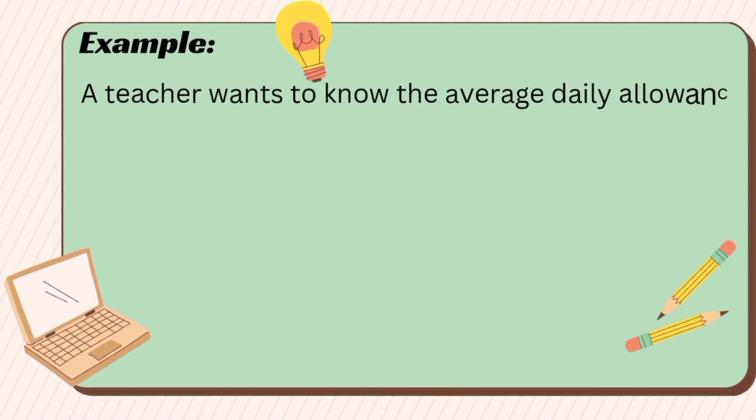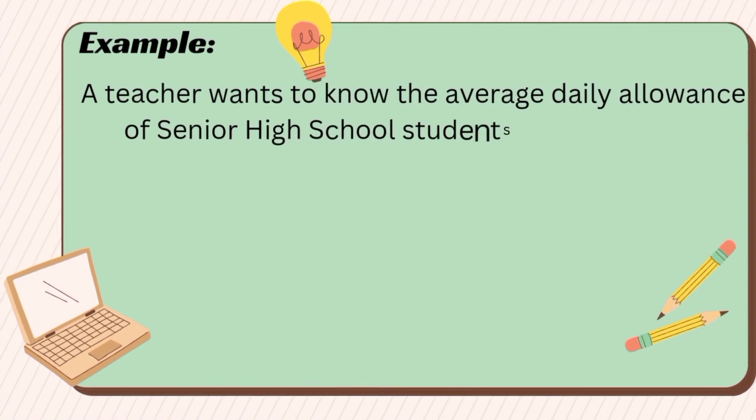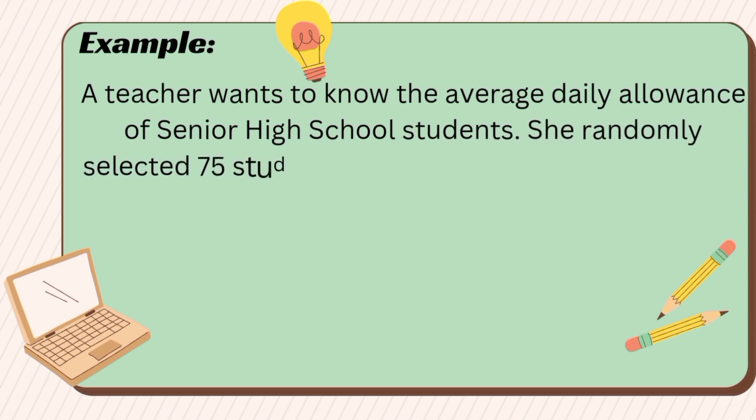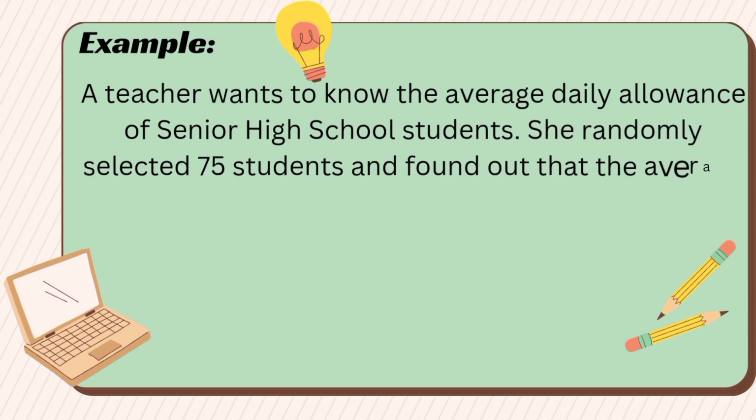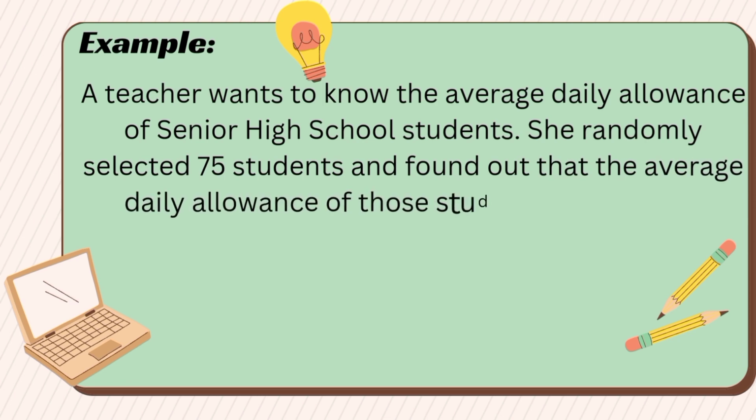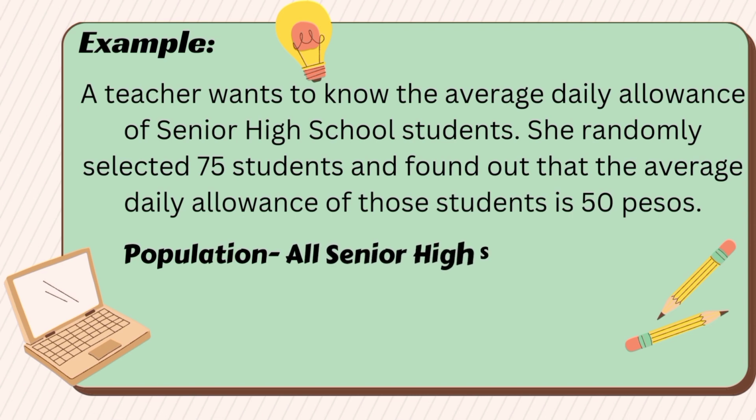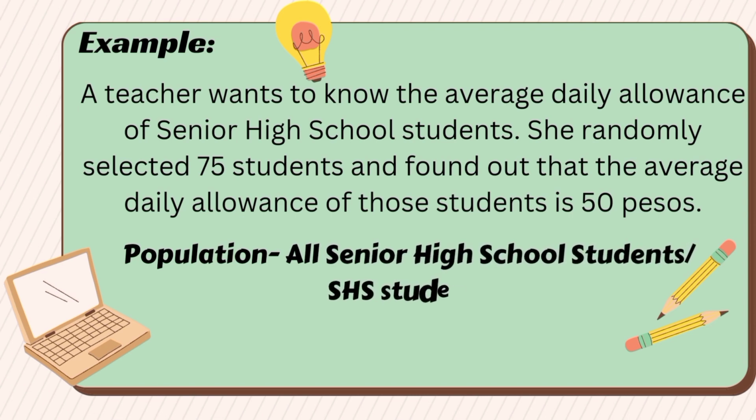The problem is a teacher wants to know the average daily allowance of senior high school students. So she randomly selected 75 students and found out that the average daily allowance of those students is 50 pesos. First, we identify the population. Since the study is conducted on senior high school students, our population is all senior high school students. Next, we identify the parameter.